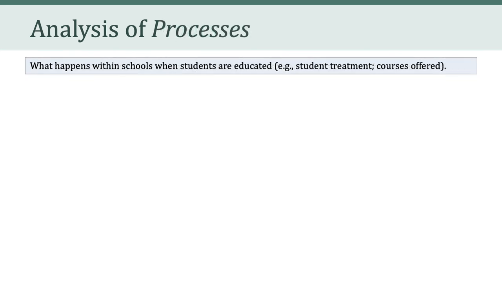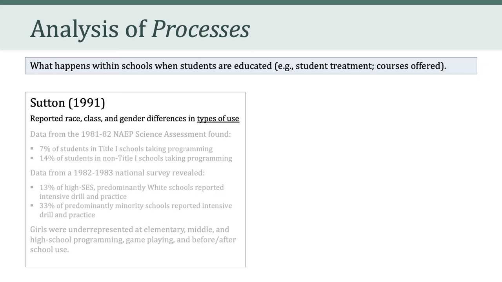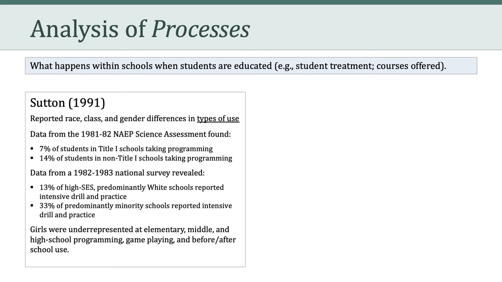The next category is analysis of processes, or what happens within schools when students are educated. Sutton reported race, class, and gender differences in terms of types of use. Looking at the 1981-82 NAEP science assessment found that only 7% of students in Title I schools were taking programming. However, 14% of students in non-Title I schools were taking programming. In addition, data from a 1982-83 national survey revealed that 13% of high SES, predominantly white schools, reported intensive drill and practice, whereas 33% of predominantly minority schools reported intensive drill and practice use of computers in schools.